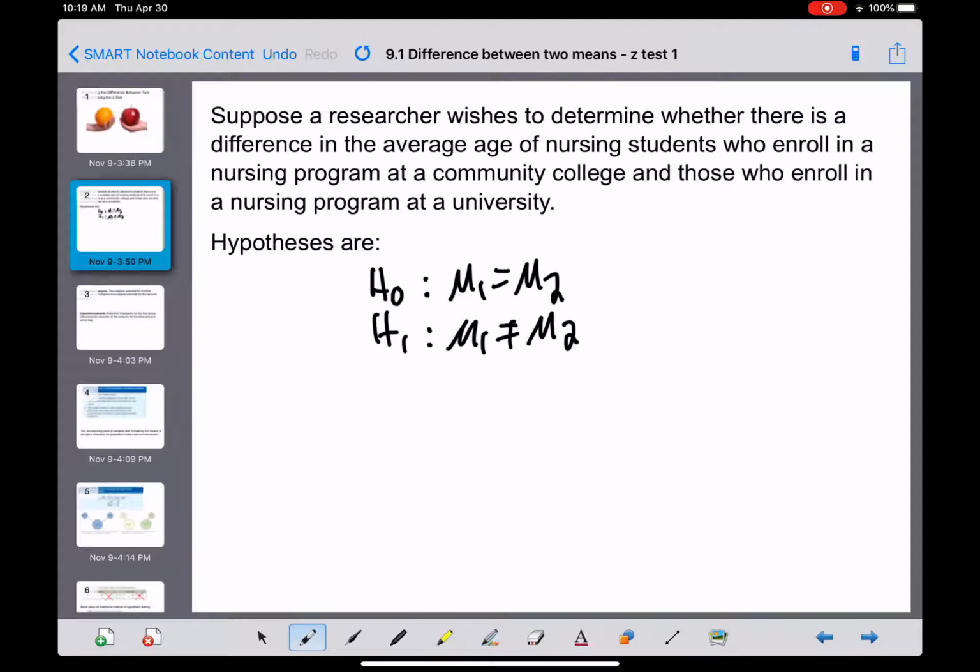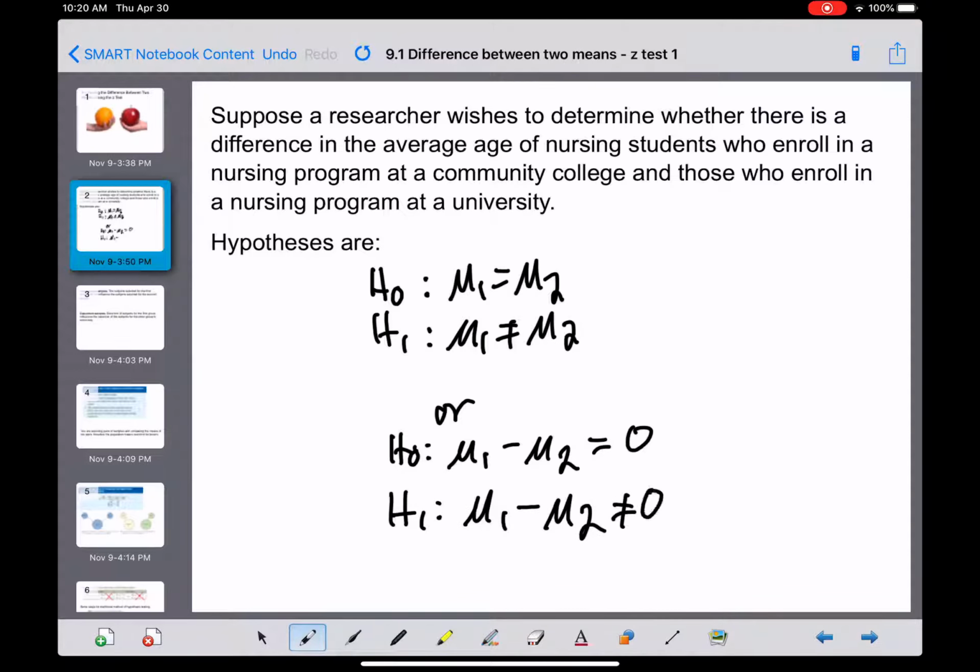Okay, and so that would be your hypotheses, and you would define mu1 to be for the community college and mu2 to be the university. Another way it can be written is that the difference between mu1 and mu2 is 0, which means they're equal. Like if I move mu2 to the other side, it's equal. And then the opposite of that would be not equal to 0, so that the means are different, that there is a difference. But we are going to use that method.